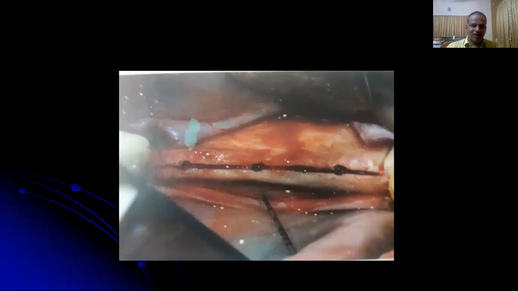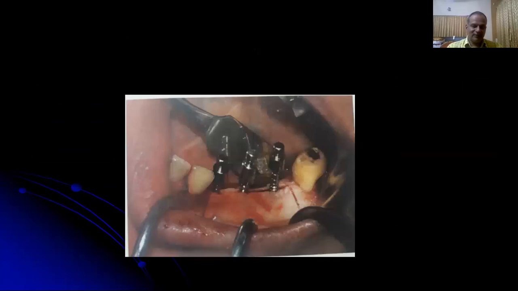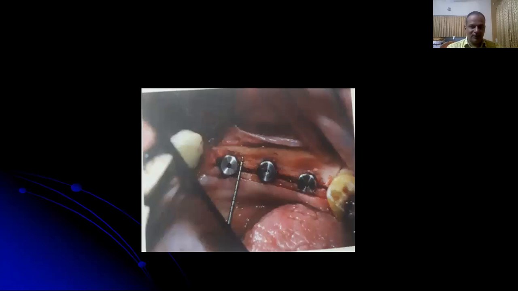And then the osteotomy is prepared with the standard implant surgical burrs or with the piezoelectric surgical unit. And the bone is expanded with the screw expanders. After preparing the osteotomy, it is expanded with the screw expanders, and then the implant is placed.